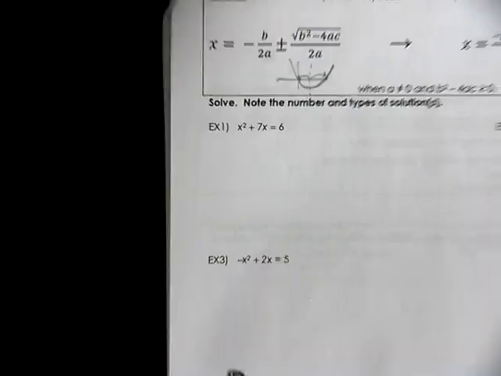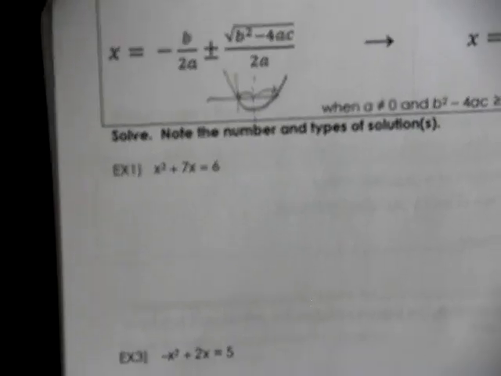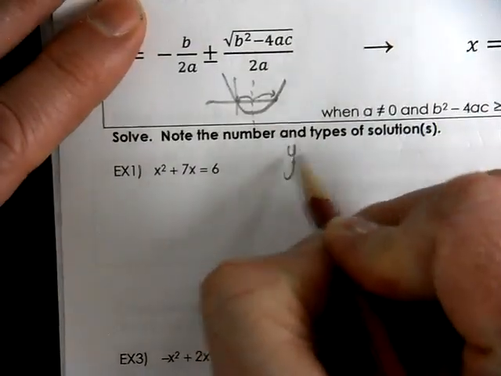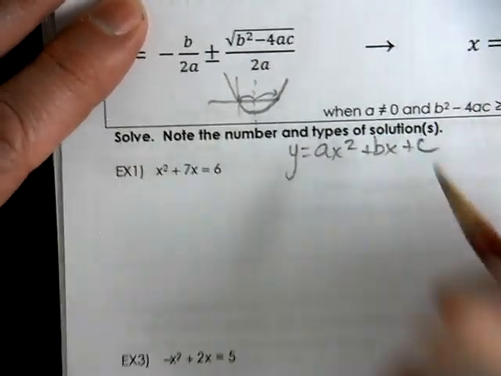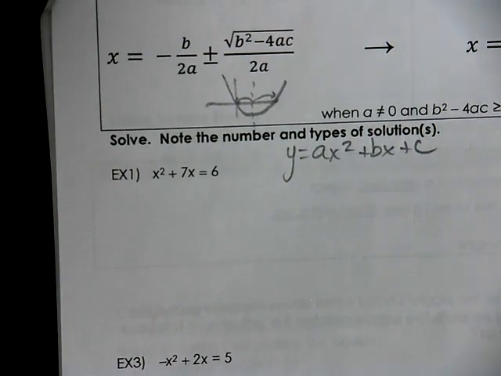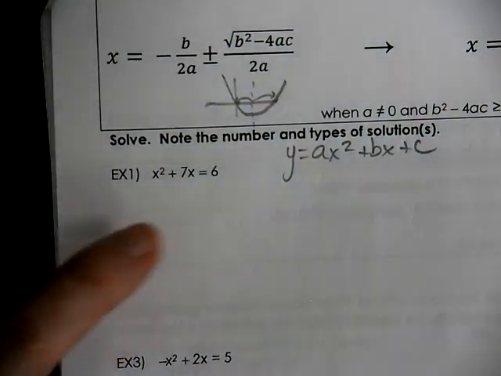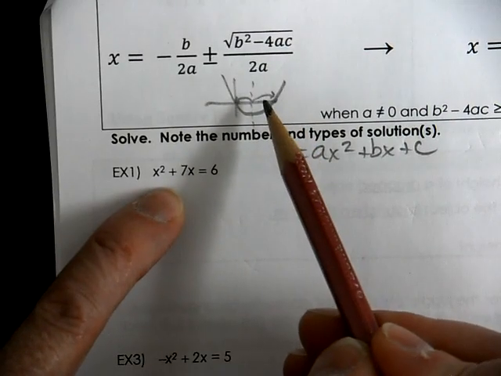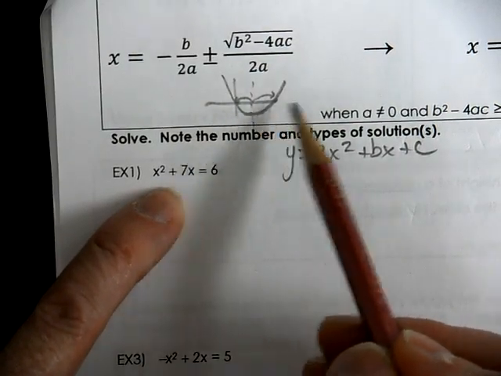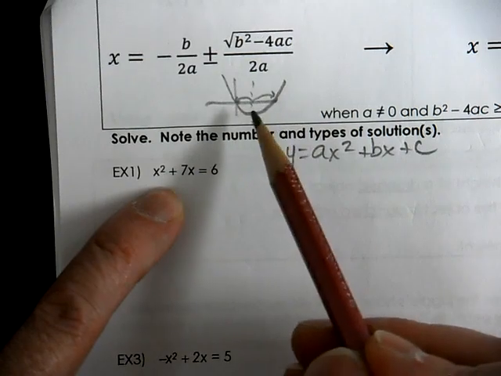So here we have one started in standard form. Remember, standard form is ax squared plus bx plus c. And we're looking to see where this equation crosses the x-axis. We're looking for the solutions. We're looking for the x-intercepts. We're looking for the roots.